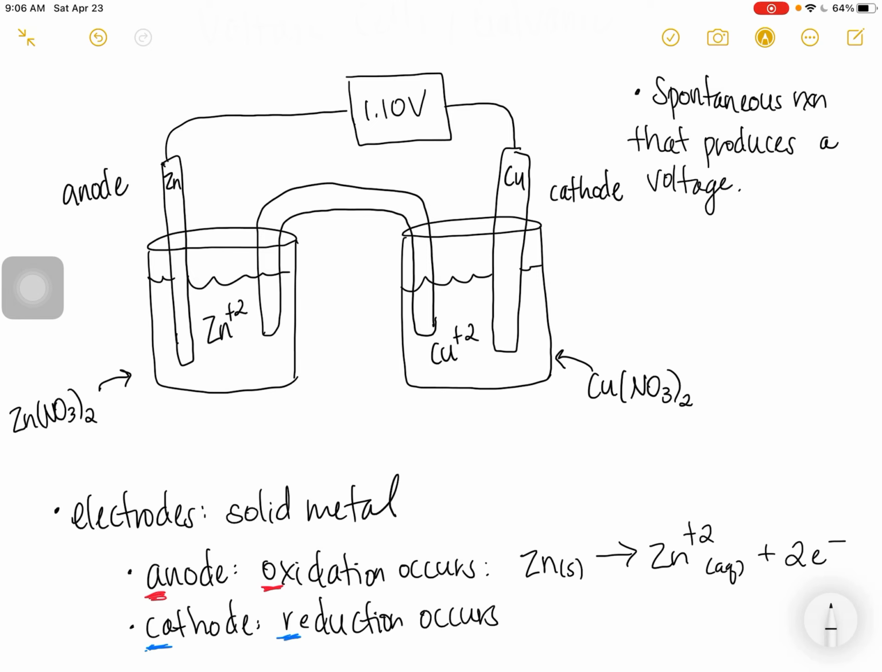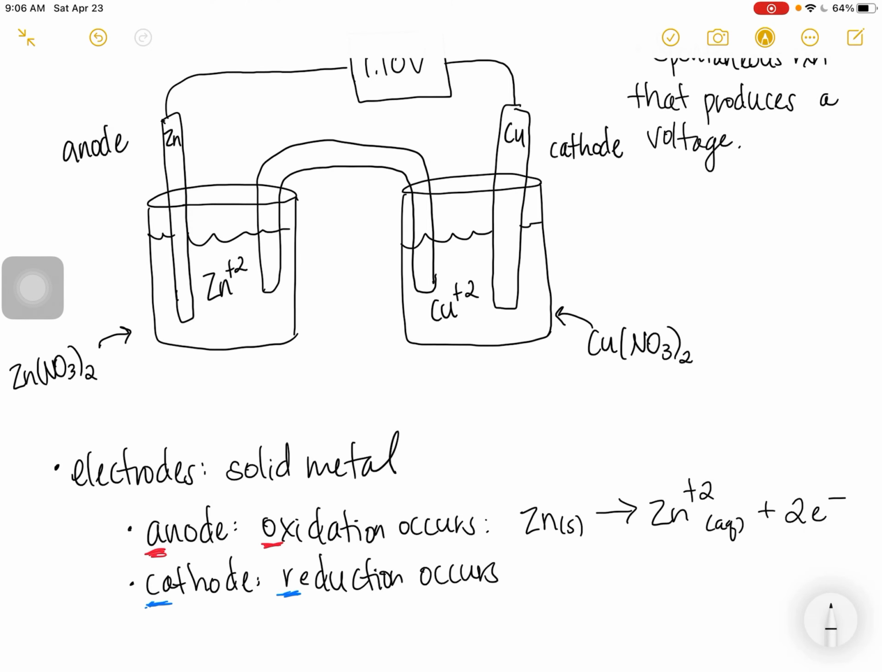Okay, so then at the cathode, we know reduction must be occurring. Again, we have copper +2 and we have copper. Something is gaining electrons. The only way that we can rationalize this is that it must be the copper +2 ion that gains 2 electrons and turns into copper solid.